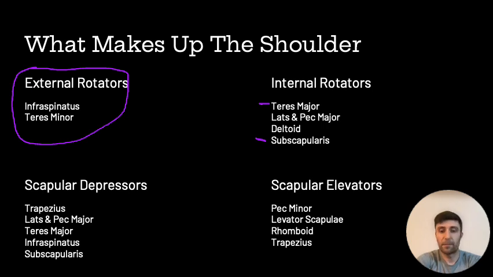Elevators: pec minor. So that's interesting, right? Pec major does one, pec minor does the other. Levator scap, which is one that's a lot of pain on a lot of people. The rhomboids and the trapezius. Which one does the elevation? Upper trap.